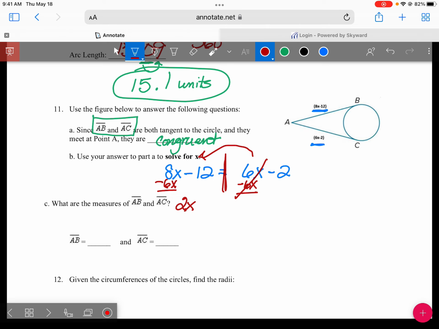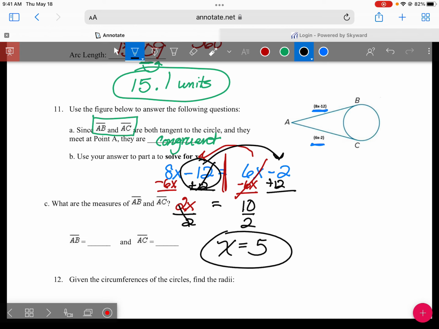And since I have x's on one side, I want my numbers on the other. So I'm going to move negative 12 over here by adding 12. 12s cancel out. And negative 2 plus 12 is 10. So 2 times x is equal to 10. So I divide by 2, divide by 2, x is equal to 5. So that is the answer for part B, but we still need to do C.